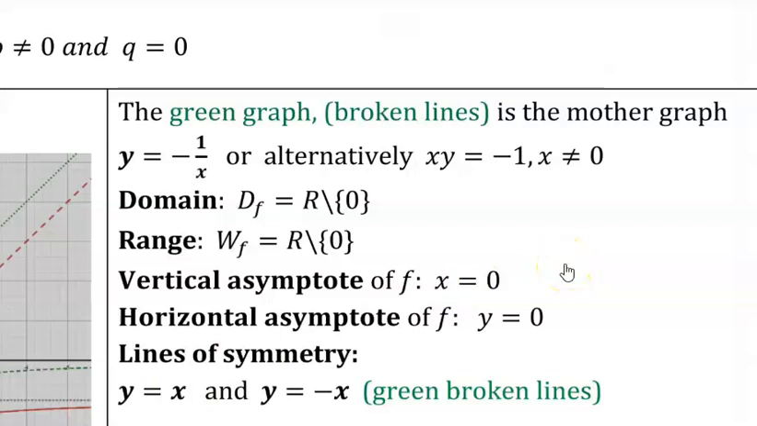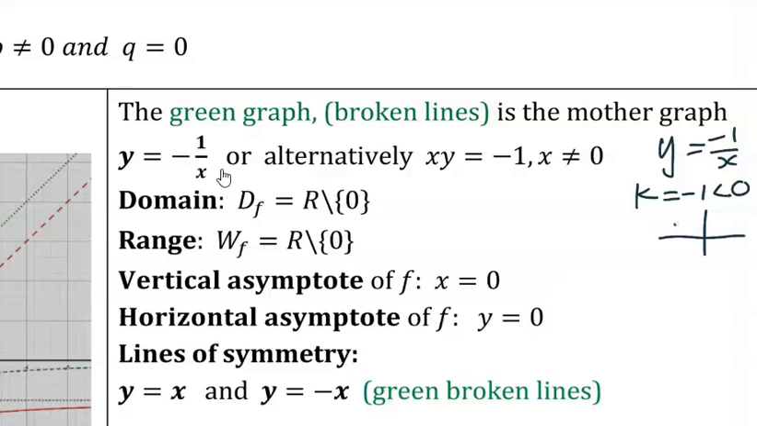Let us just recap a little bit this function y equal to 1 minus 1 over x, which is the same as y equal to minus 1 over x. So our k value is equal to minus 1, which is less than 0. So that means that our hyperbola lies in the second and the fourth quadrant.